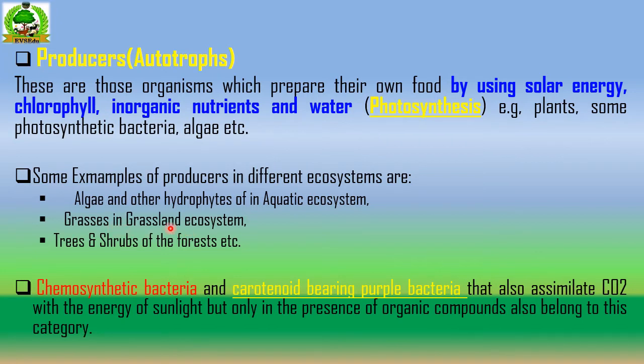In autotrophs, there is also a kind of bacteria known as chemosynthetic bacteria. Chemosynthetic bacteria and carotenoid bearing purple bacteria that also assimilate carbon dioxide with the energy of sun, but only in the presence of organic compounds, also belong to this category, that is producers. These bacteria are usually present in ocean bottoms or any kind of other environments where they produce food by themselves.